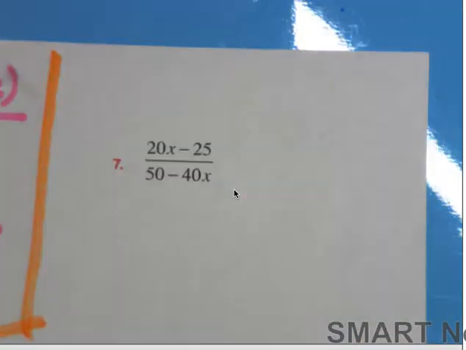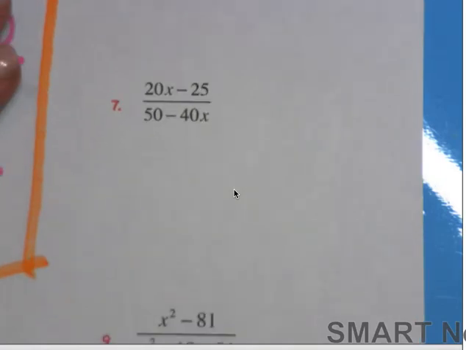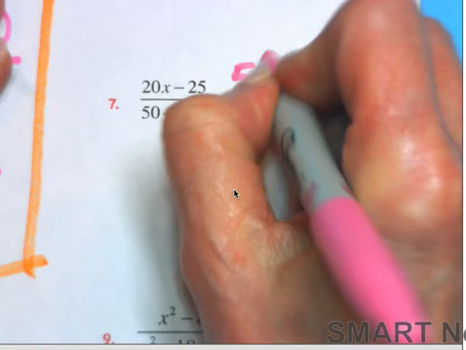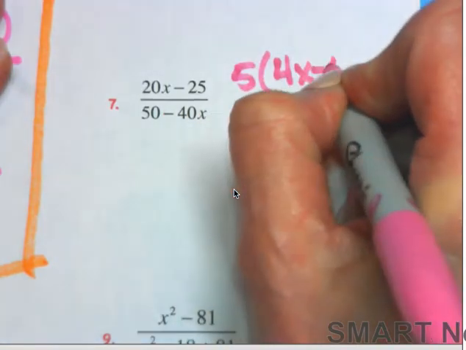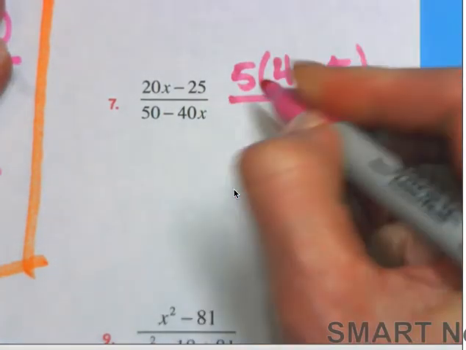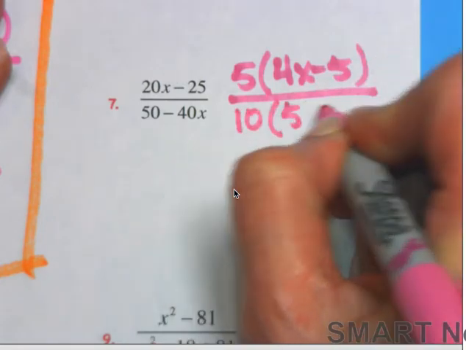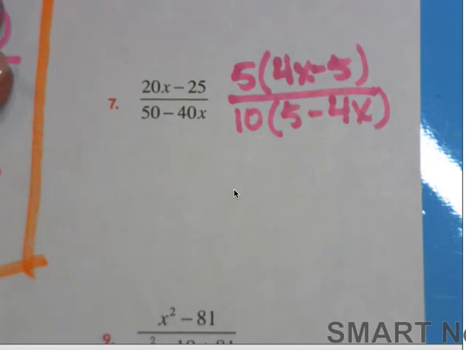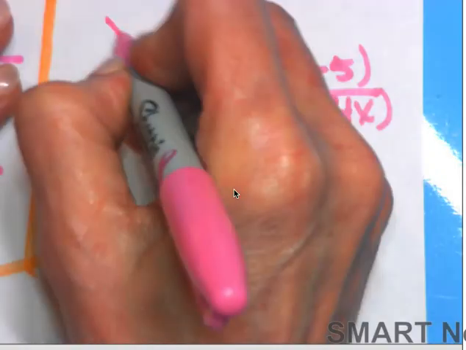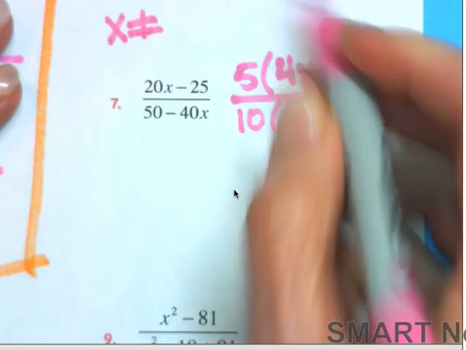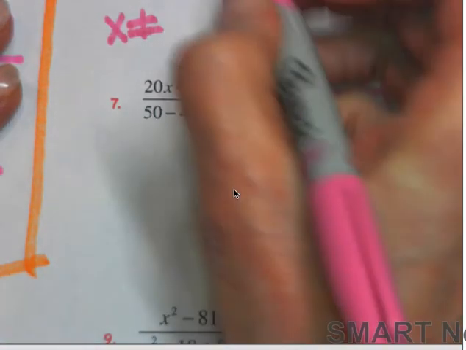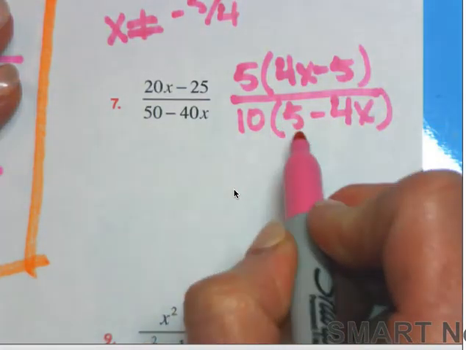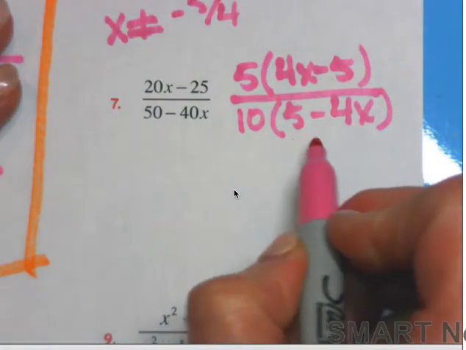In number 7, looking at my numerator, they both share 5, leaving me with 4x minus 5. In my denominator, they both share 10, leaving me with 5 minus 4x. So listing my excluded values, x is not allowed to equal, let's see, I subtract 5 and then divide by negative 4, so x is not allowed to equal positive 5 over 4. So that's my excluded value.